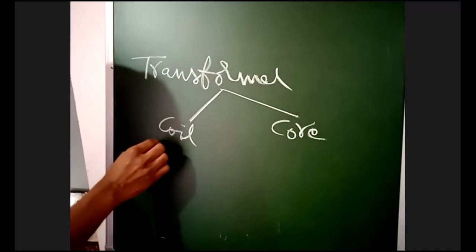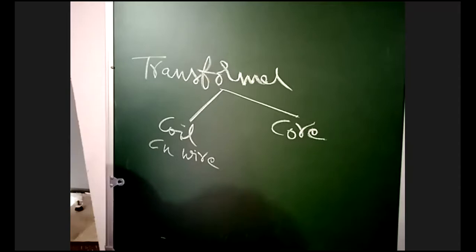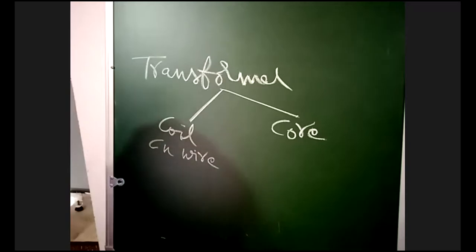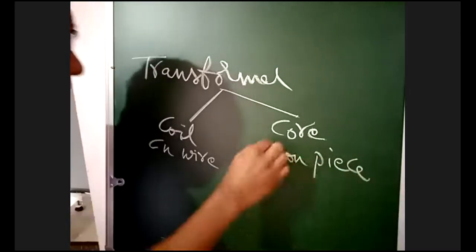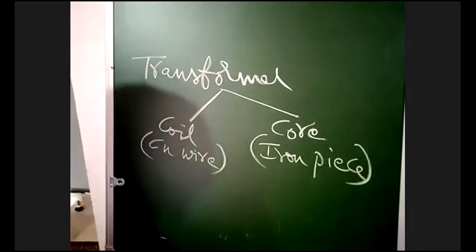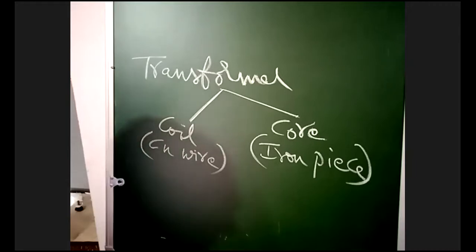Coil means copper wire. Coil means copper winding or copper wire. What do you mean by core? Iron piece. Core means iron piece. Observe the difference between coil and core. Don't confuse. Coil means copper wire, copper winding. Primary winding and secondary winding are made up of copper coil. We have one iron piece that is called core.